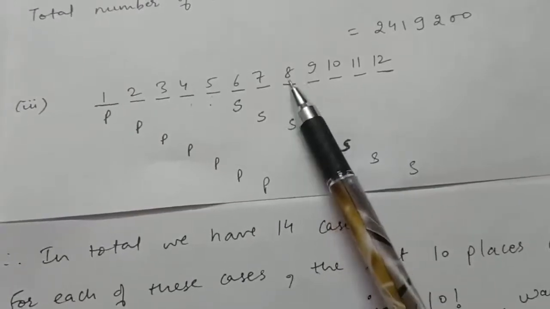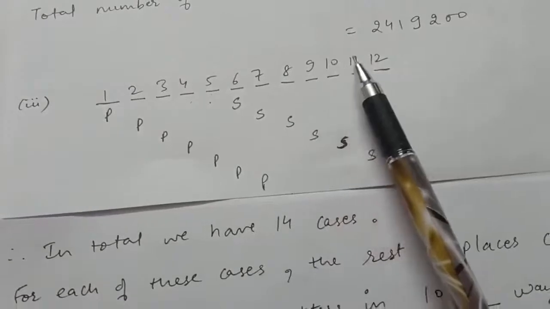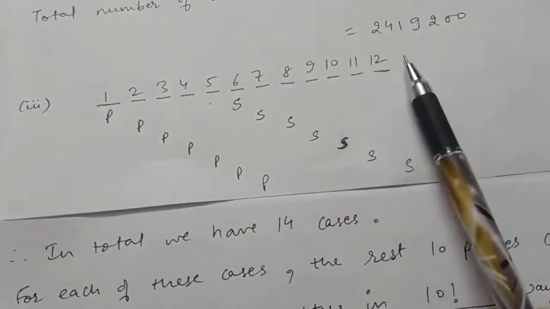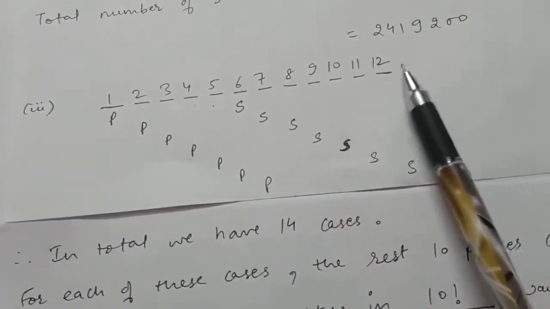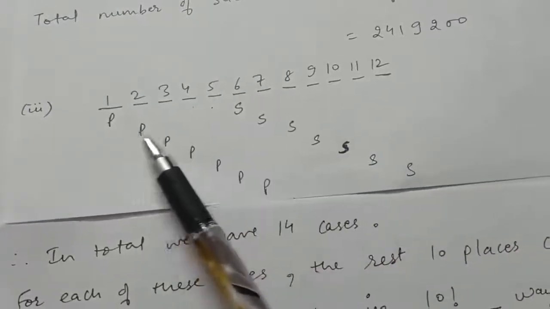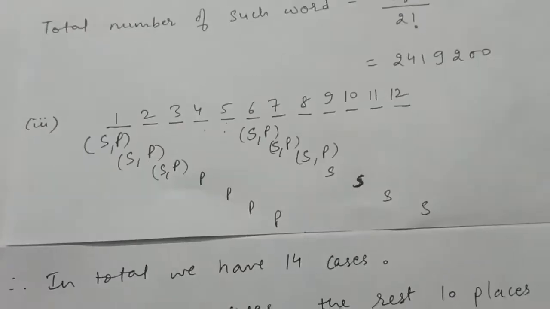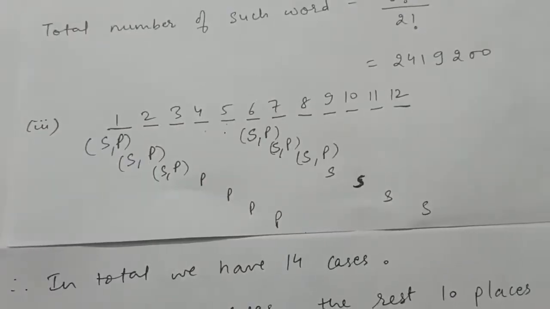Now see, we cannot write P at the 8th place, because if you write P at the 8th place, then leave 4 letters, 1, 2, 3, 4. S should come here, but we do not have any place here, right? Therefore, these are the options so that 4 letters exist between P and S.